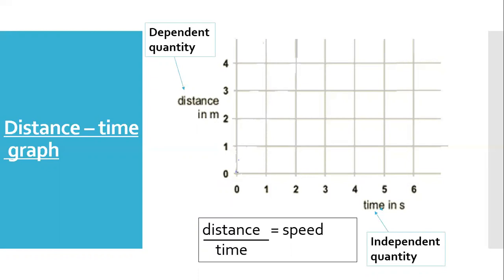So time, being an independent variable, will be plotted on the x-axis, as independent variables are always plotted on the x-axis, and distance, being a dependent variable that depends on time, will be plotted along the y-axis. And the distance-time graph is going to tell us about the speed of an object over a period of time.